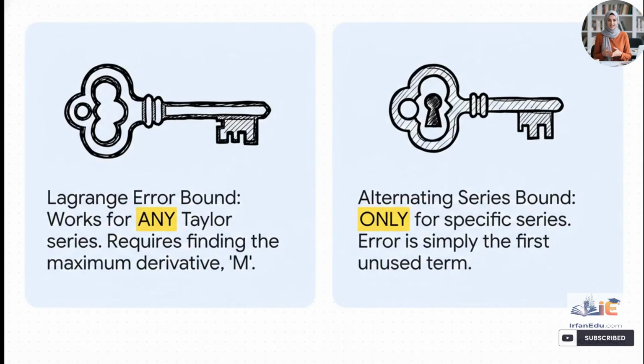Now, this is a huge strategic point for the exam. You have 2 main tools for error, and you need to know when to use each. Lagrange, our heavy-duty tool, works for any Taylor series, but you have to do that hunt for m. Then there's the alternating series error bound. It's way easier. The error is just the absolute value of the first term you didn't use. But, and this is a big but, it only works if the series alternates signs, the terms get smaller, and they head to 0. If those conditions aren't met, you must use Lagrange.